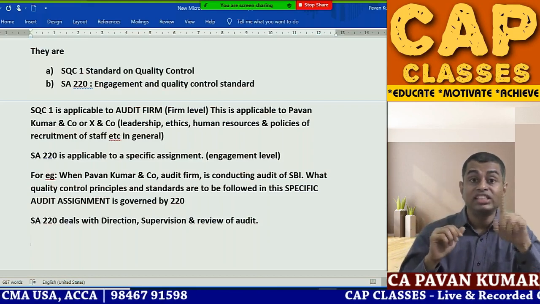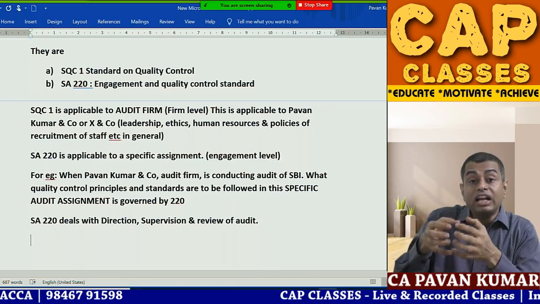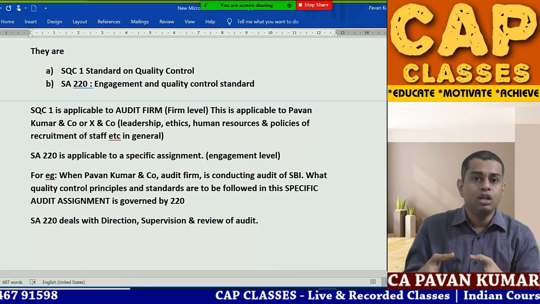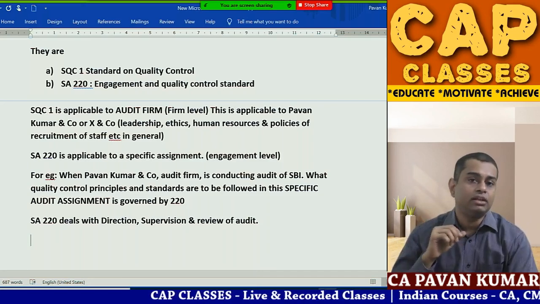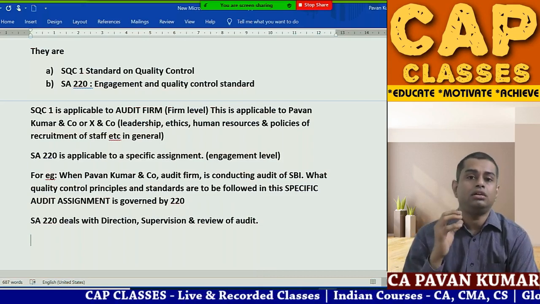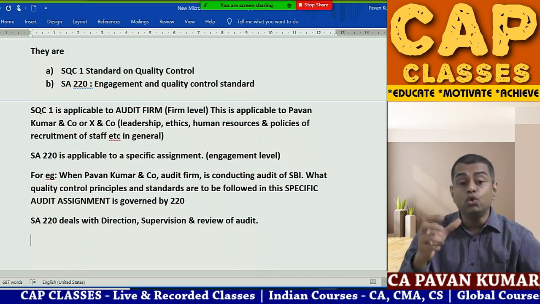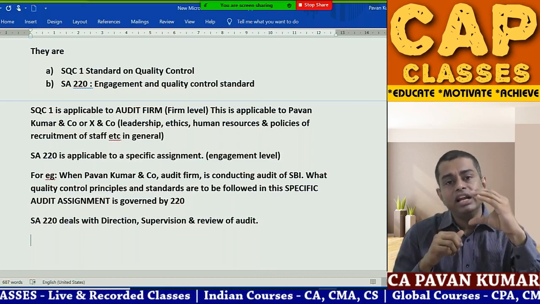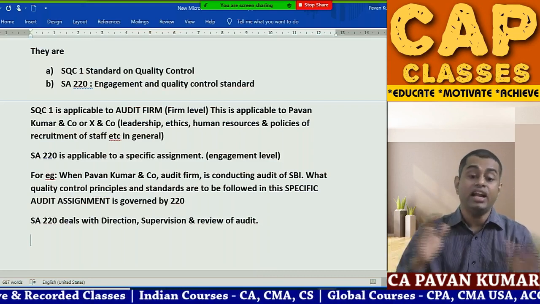One is SQC1. This is at the global firm level. What kind of qualities, principles or ethical values the firm should have is given in SQC1. When a firm is conducting an individual assignment, the quality standards you need to follow are given in SCA 220. SQC1 is very briefly discussed in the CA Intermediate IPCC syllabus, but SCA 220, my dear friends, is discussed in detail.